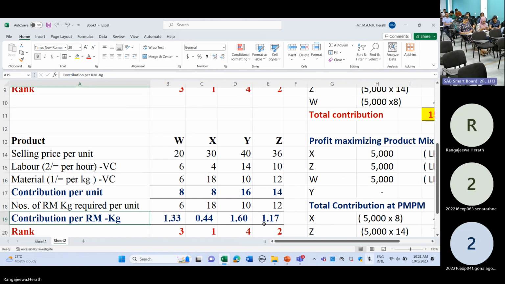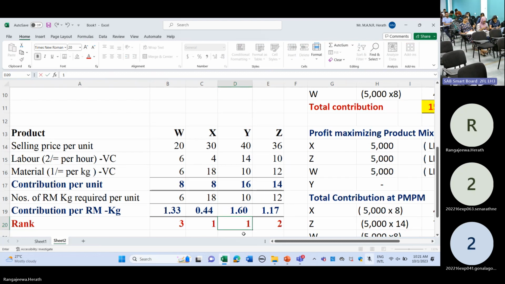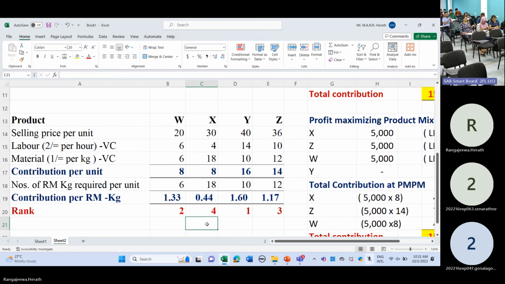Now we have to rank it. Now the highest goes for Y, then W, Z, and X. If the material is the limiting factor, Y becomes the most profitable, then W, and X becomes the lowest.